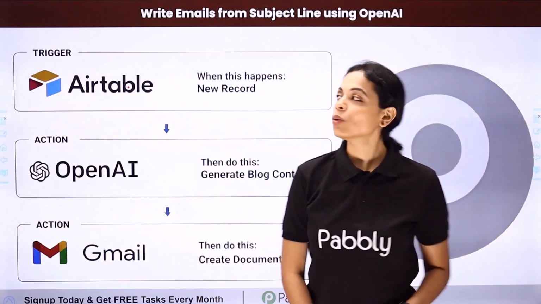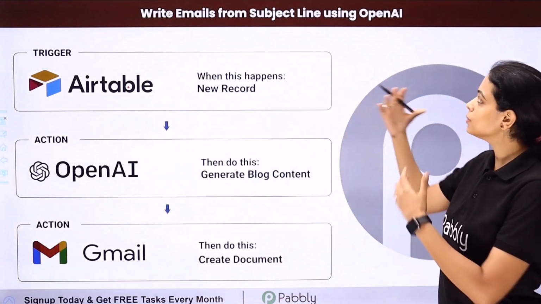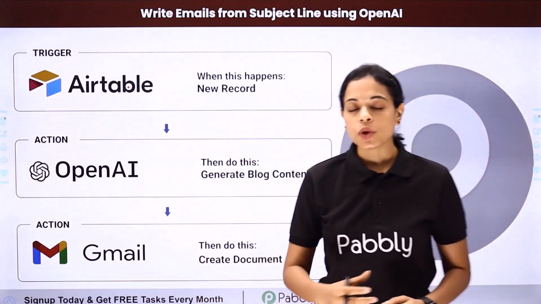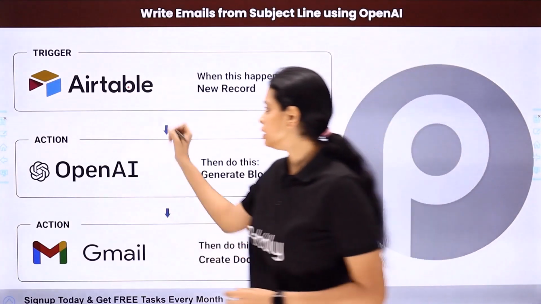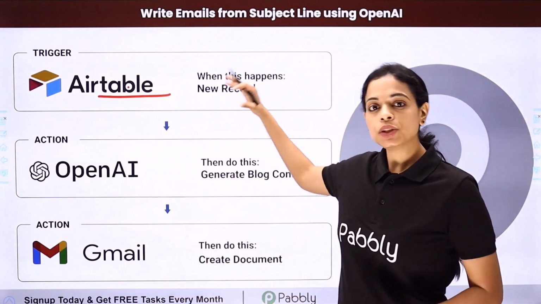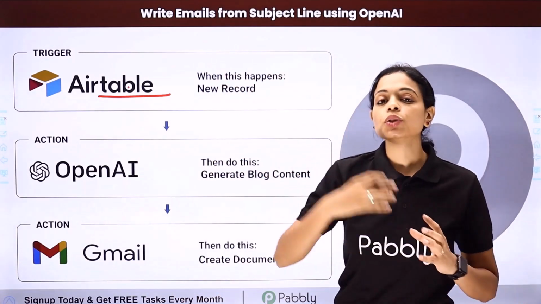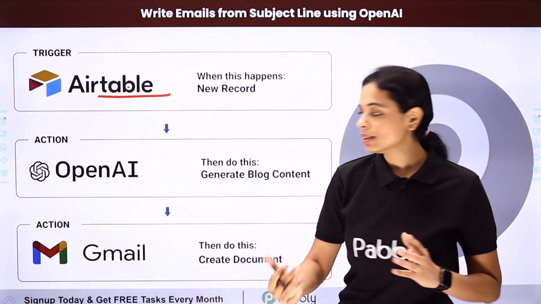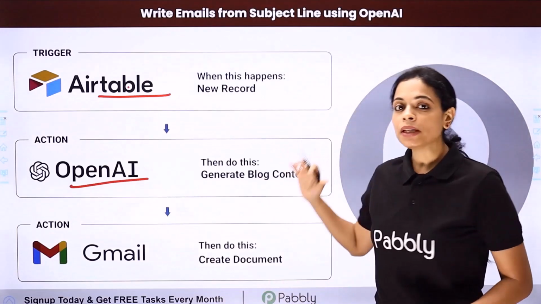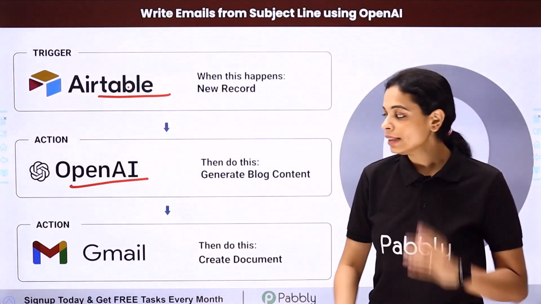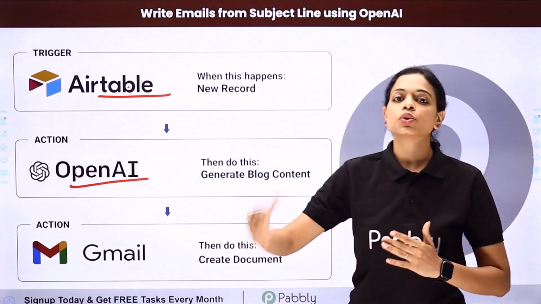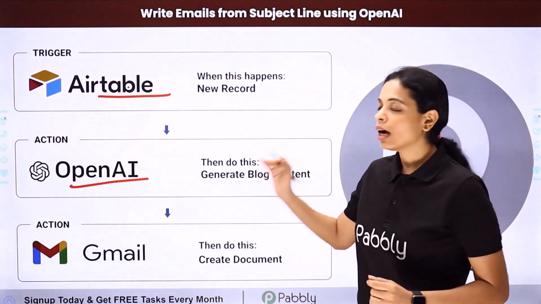In this video, we are going to see how to write emails from subject line using OpenAI. So let's say that you have got different subject lines in Airtable. You are just trying to make your work easier. And every time there is a new record added, as in a new title or a subject line, you want that with the help of OpenAI, an email should be created on the basis of that subject line, and then it should be sent to the admin so that then he can send it to the employees or clients, etc. How can this happen?